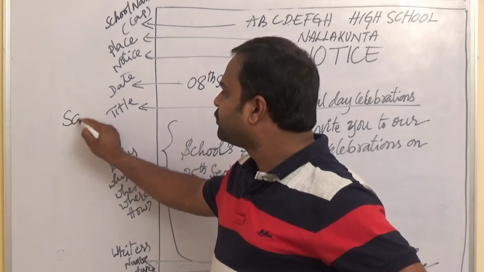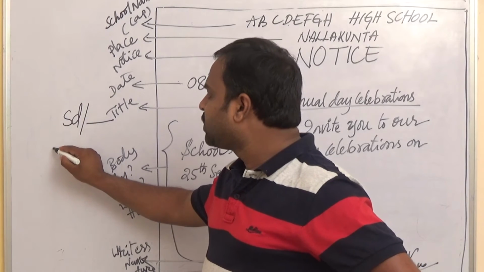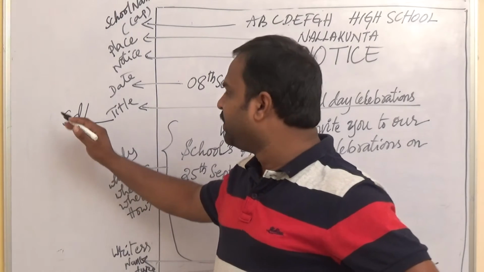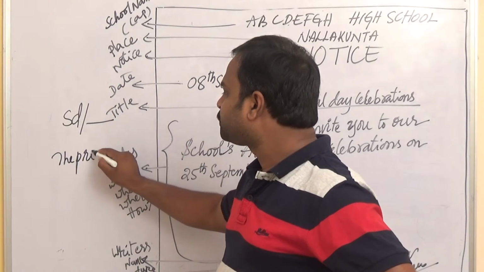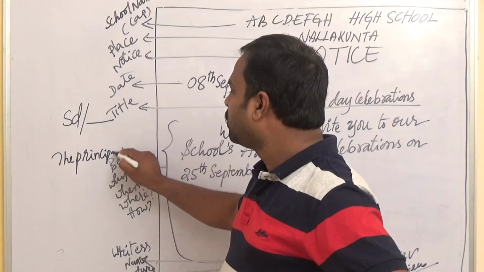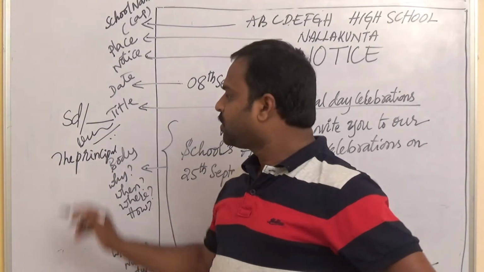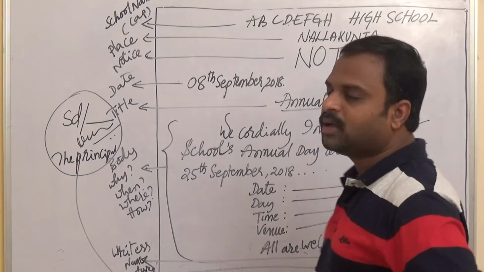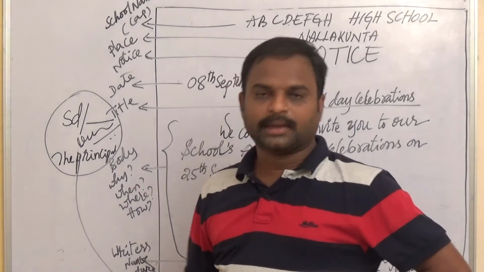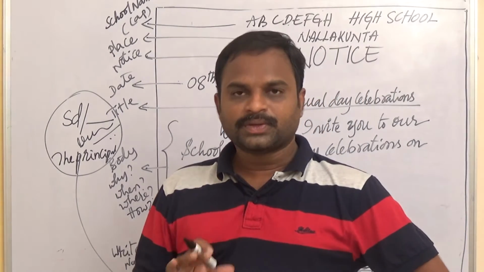SD, and so let us say the principal is writing the notice. We need to write SD and the principal, and here the principal's signature. So this one we need to write here in the place of the head boy or head girl. So that is the only difference we need to observe.